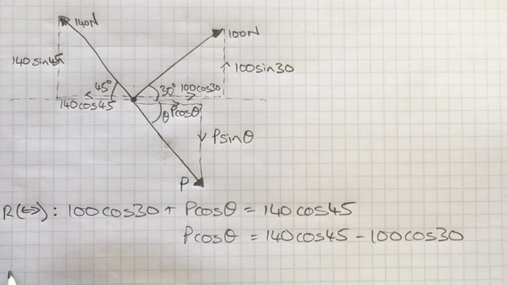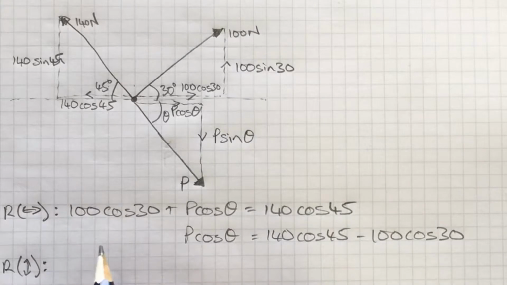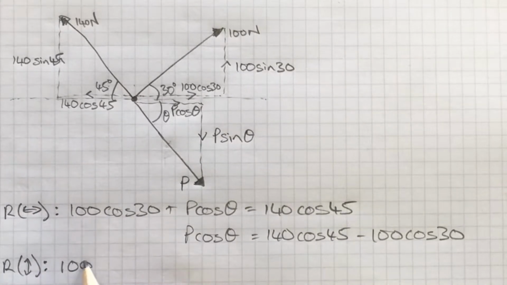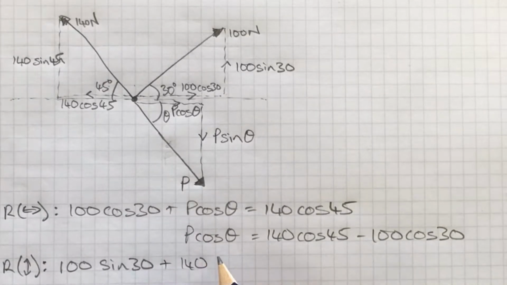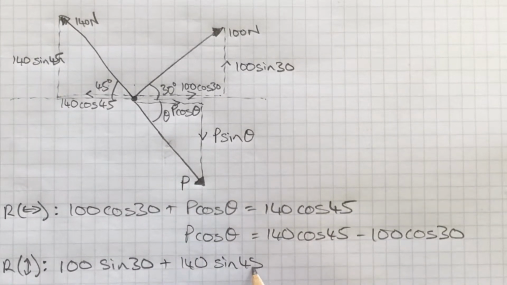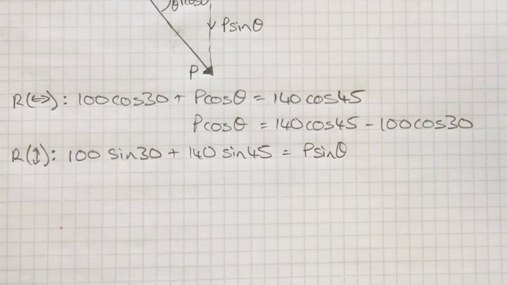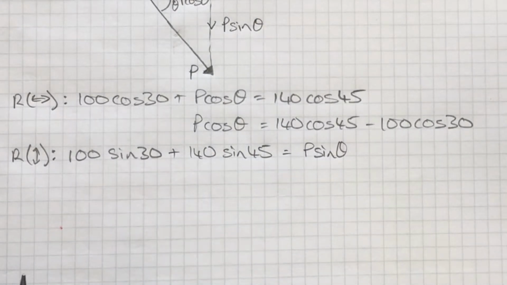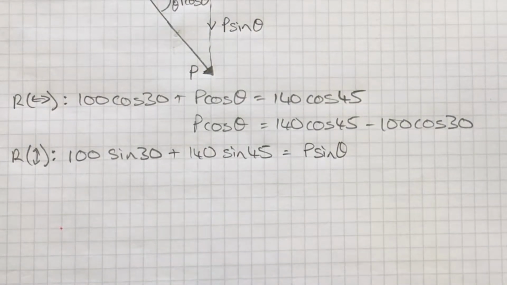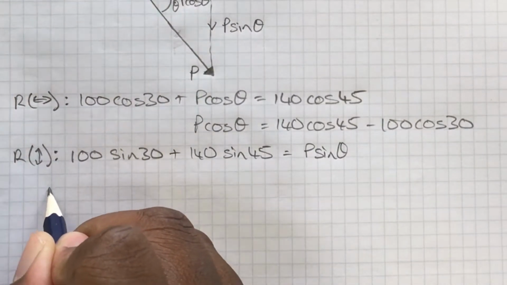Okay, let's go ahead and resolve vertically. Okay, so the particle's in equilibrium, so it's also vertically in equilibrium. All of the forces up should equal all of the forces down. 100 sine 30 plus 140 sine 45 is going to equal p sine theta. All right, we've already got the p sine theta as the subject. What can we do with cosine and sine? Sine over cosine equals tan. So let's do some division and see if we can produce a tan expression.